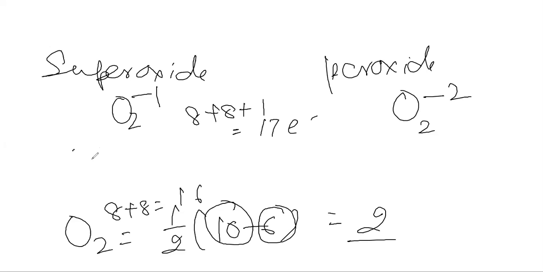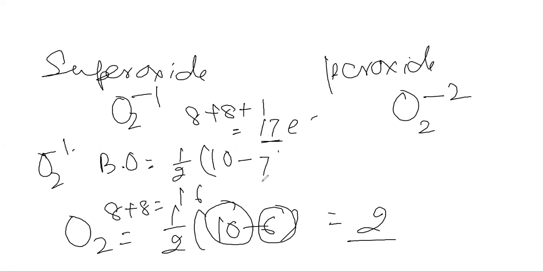So for O2 minus 1, sorry, superoxide, the bond order will be equal to what? Half of 10 minus. Now here one more electron has come, and this extra electron will go into anti-bonding, so minus 7. So you will have bond order 1.5.